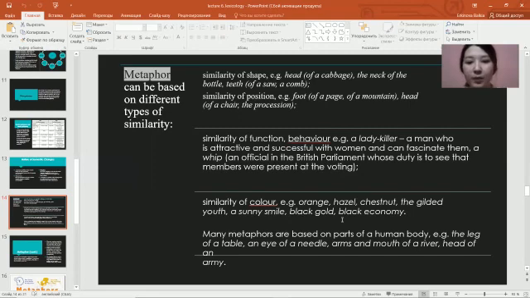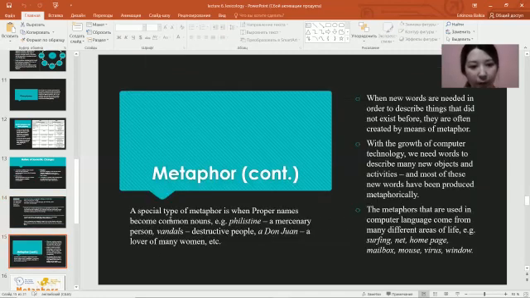Many metaphors are based on parts of the human body, for example, the leg of a table, the eye of a needle, arms and mouth of a river, head of an army. For example, a river doesn't actually have arms or a mouth. It means the beginning of a river, the mouth of a river.